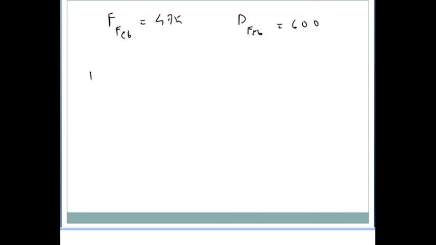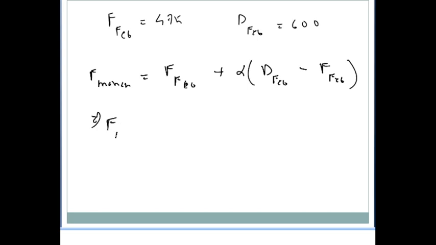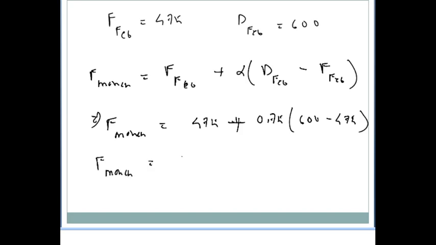So the forecast for March will be the forecast for February plus alpha times the actual demand for February minus the forecast for February. The forecast for February is 475, so it is 475 plus 0.75 into (600 minus 475). This is 568.75. The forecast for the month of March, F March, is 568.75 units.